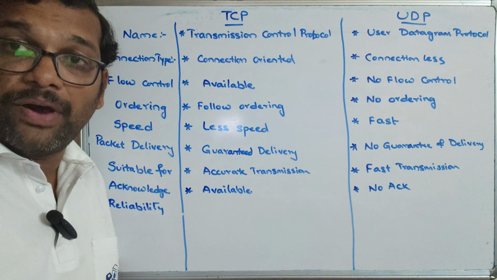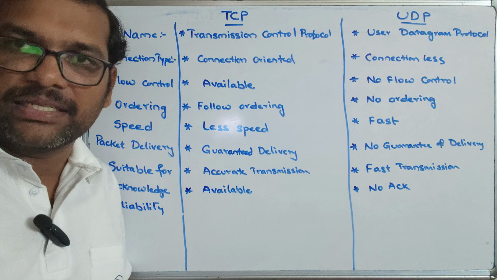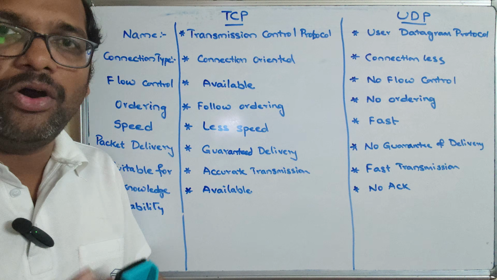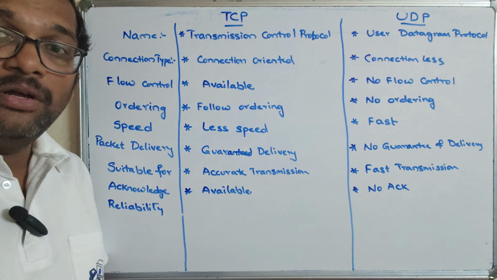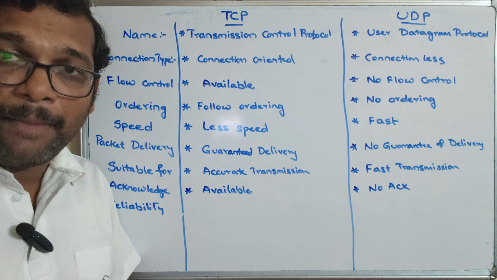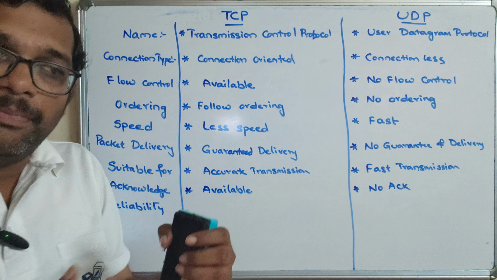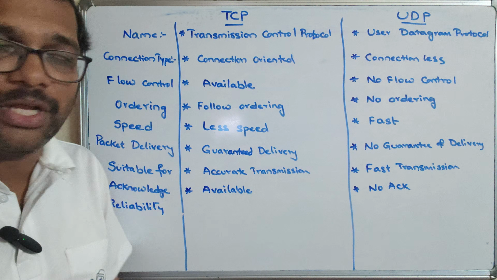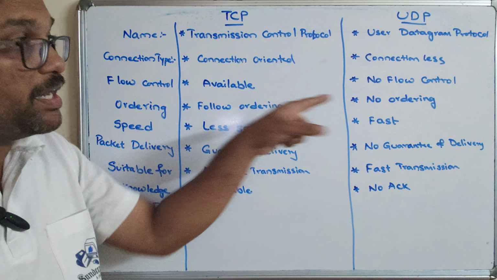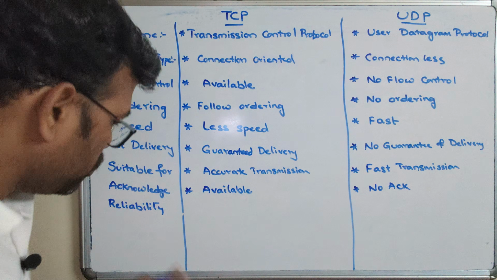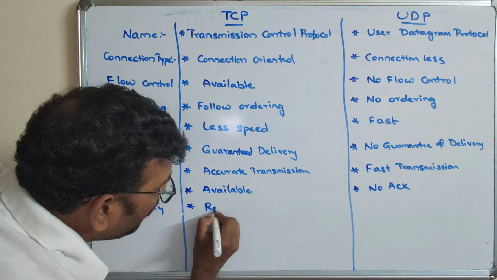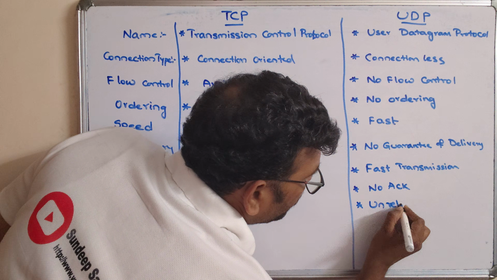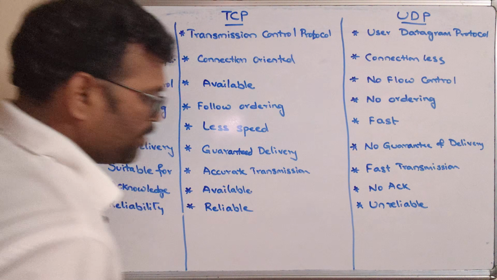Reliability, that is, how far the data can be received without any errors. During the transmission some data may be corrupted or some data may be lost. If that situation happens in TCP, it will retransmit the packets. Whatever packets have been lost during the transmission will be retransmitted, but here there are no retransmissions. So this is reliable and this is unreliable. Okay.